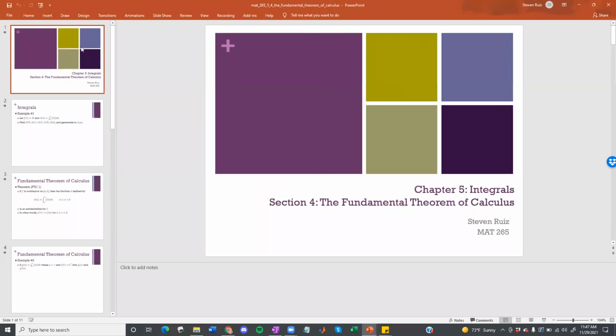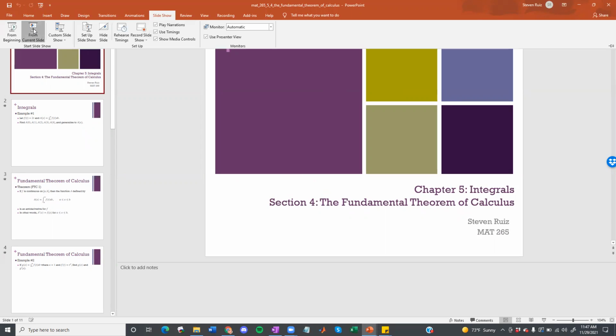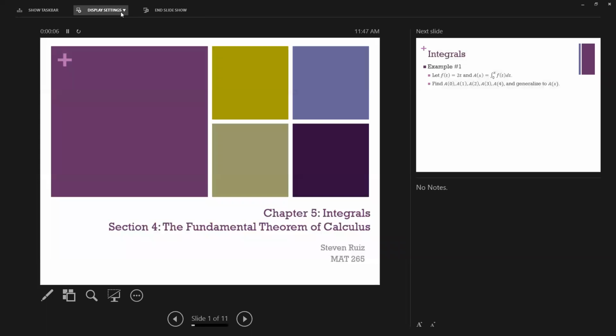All right, 5.4 is all about something called the fundamental theorem of calculus, which is the evaluation theorem. Basically what we've been doing to evaluate definite integrals is very, very related to it.